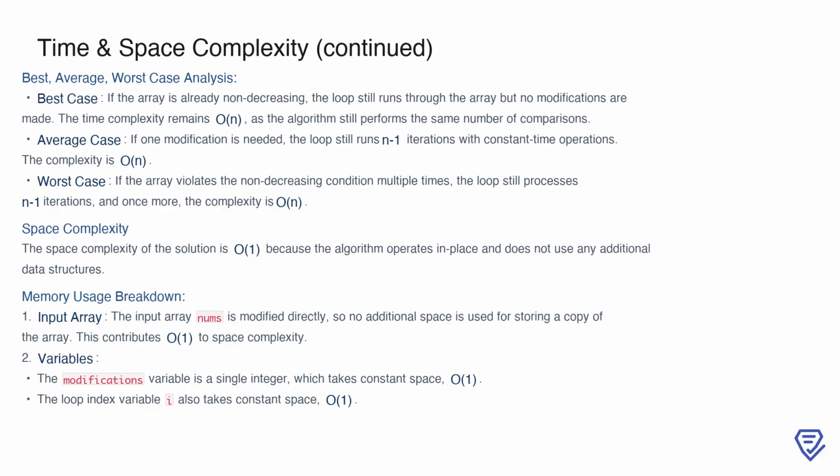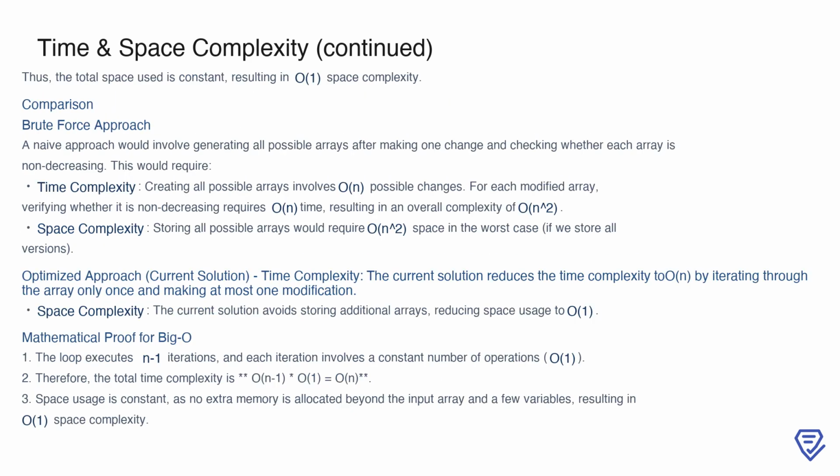On the other hand, the space complexity of this solution is O(1), because the algorithm operates directly on the input array without using any additional data structures. Breaking it down, the input array nums is modified in place, meaning no extra space is used to store a copy. The only additional memory used is for variables like modifications, which is just a single integer, and the loop index i, both of which require constant space. As such, the total space complexity is O(1). In conclusion, the total space usage of the algorithm is constant, resulting in a space complexity of O(1).